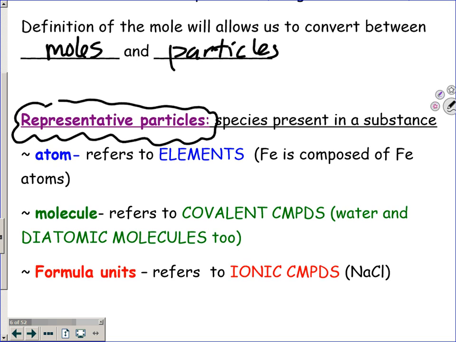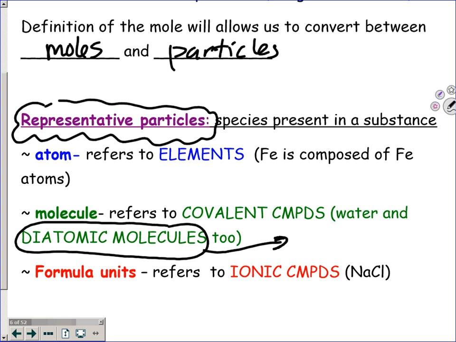Molecules, which we've discussed already, refers to covalent compounds. And the word that we didn't write down was diatomic molecules. I want to talk about those in just a second. And then formula unit refers to ionic compounds. So we understand the terminology, and it's just referencing a special type of matter. Now, the diatomic molecules, you guys wrote those down in Reading Guide 8.